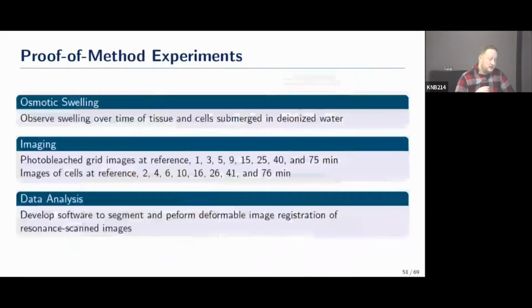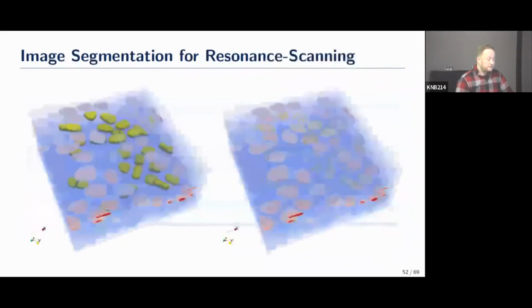But the question was, can we analyze these lower quality images and still get the meaningful information that we're after? And so we wanted to look into this. We chose a fairly tame dynamic loading condition where the cartilage is experiencing what's called osmotic swelling. So basically we put the tissue in deionized water. Water is going to flow into the tissue, cause it to swell up. And we want to image microscopic regions within the tissue at different time periods throughout that swelling process. And then of course, develop software to analyze the data that we acquire there.